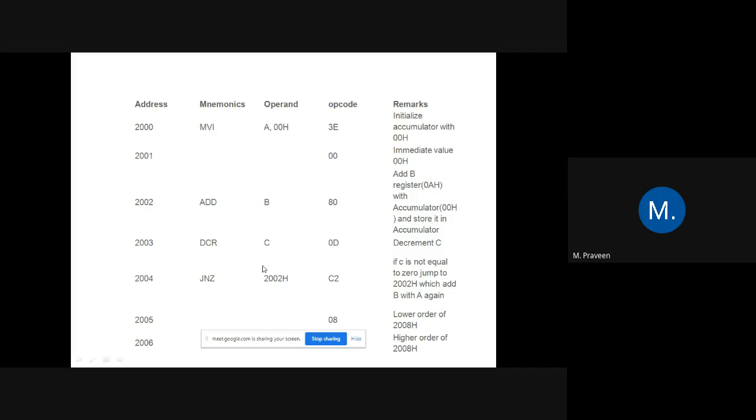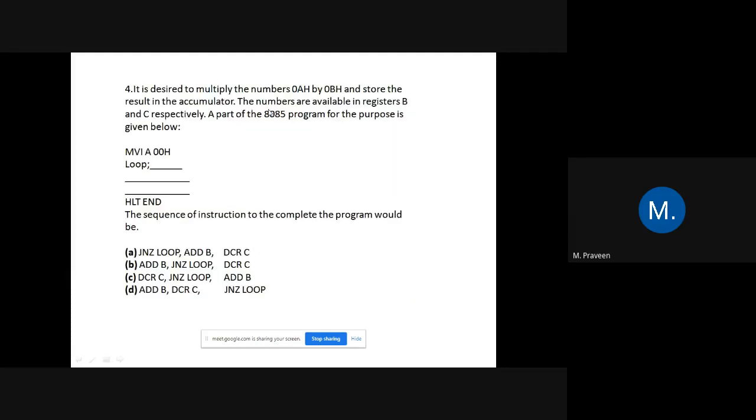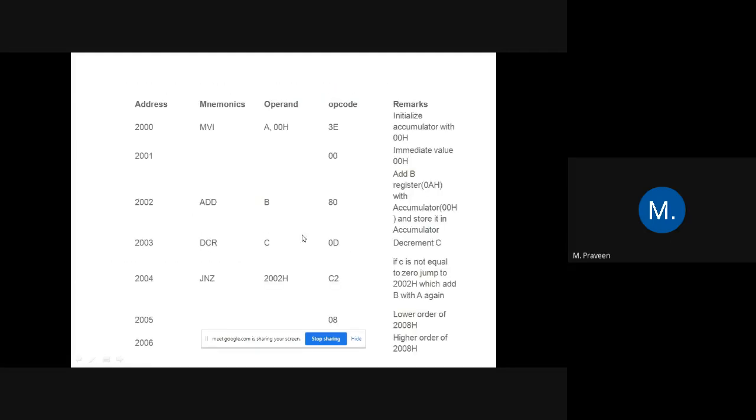Next, in C, we have the value as 0B. In C, the question itself they are given. So here, decrement C. What decrement C will do is, it will decrement the current value of C by 1. Now the value of C is 0B, so if you decrement the value of C, it will become 0A.